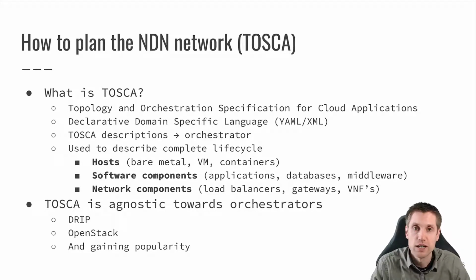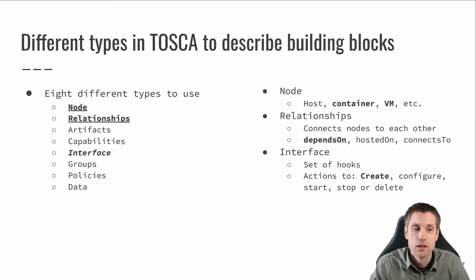And Tosca is also gaining popularity. It's used to describe the complete lifecycle, which can be hosts, such as a VM or container, as we will see in our demo, or software components, such as applications, or network components, such as gateways. So, there are different types in Tosca that you can describe for these building blocks. There are 8 in total, but I will just zoom into 3 of them now.